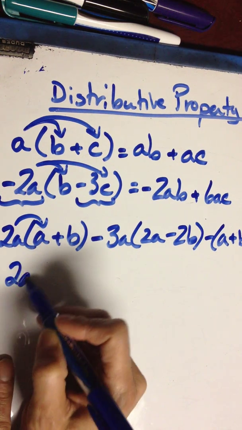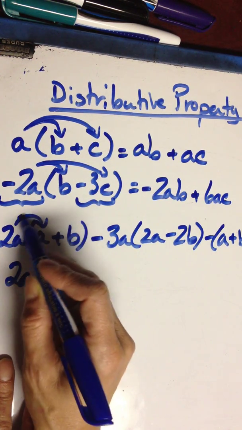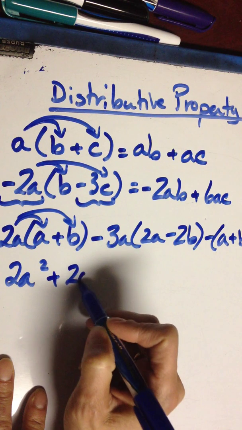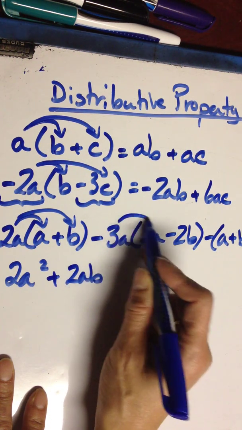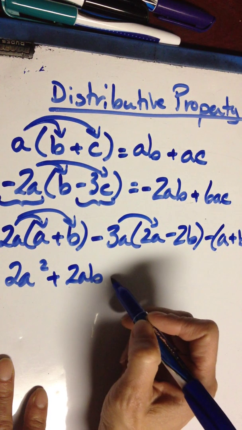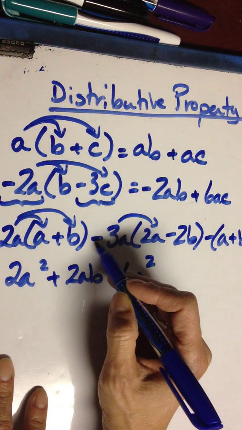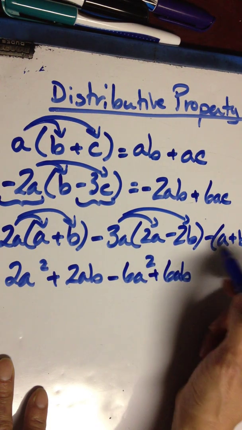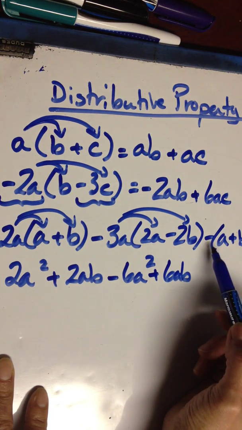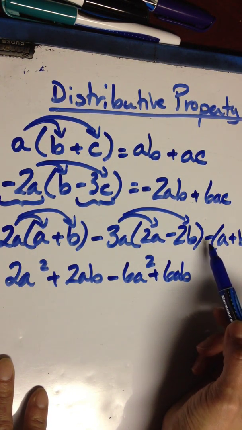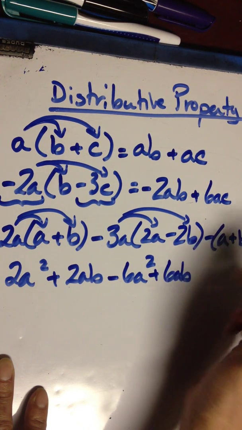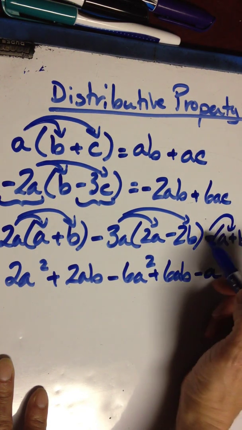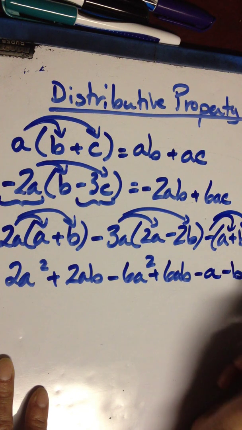This becomes 2A squared because A times A is A squared. This becomes positive because this is a positive, plus 2AB. Remember this negative. This means that they're multiplying a negative by a positive, negative 6A squared. Negative by a negative becomes positive 6AB. There's a negative out here. You don't see a number, but even if there isn't a number, the number is always 1, and therefore you're multiplying by a negative 1. And so it's negative times the A is minus A, negative times the B is minus B.